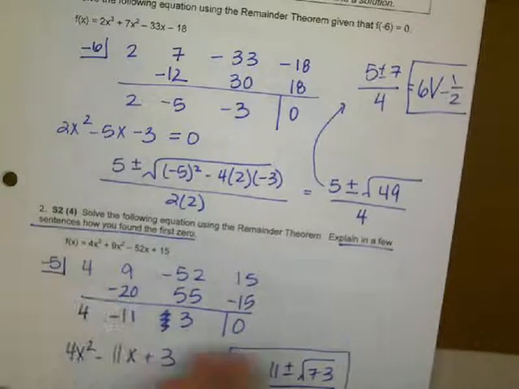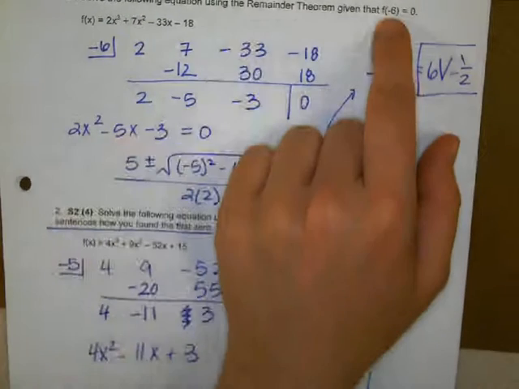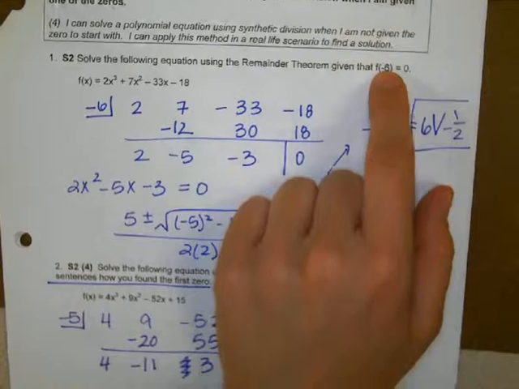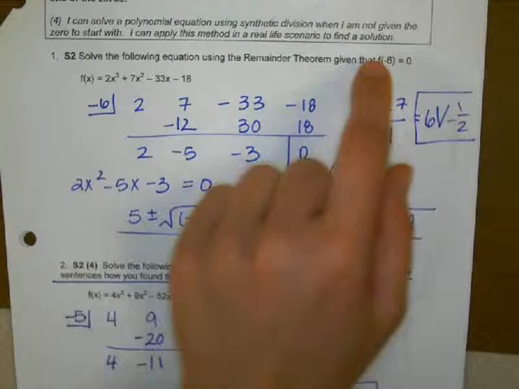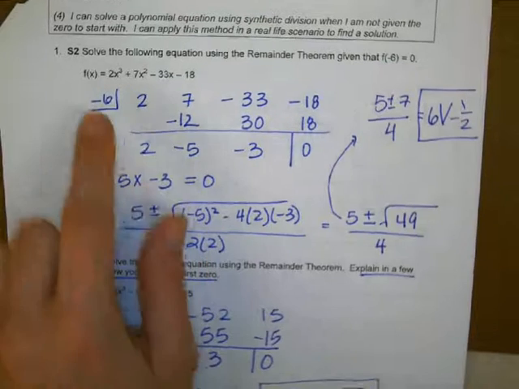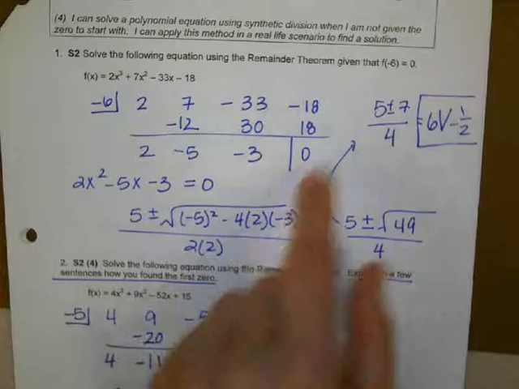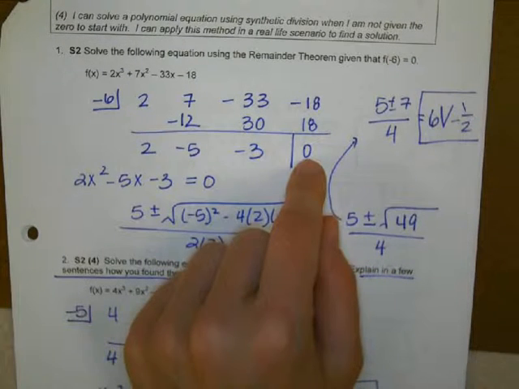Okay, in the last page here, last standard that you're being tested on, remainder theorem, you're given a 0, so this is already an answer. And you plug that in. Notice I don't change the sign. We're not dividing. We're just using the synthetic division process to plug a number in. So I plug it in. It tells me if I plug in negative 6, I should get 0. So your remainder should be 0. If it's not, you did something wrong.